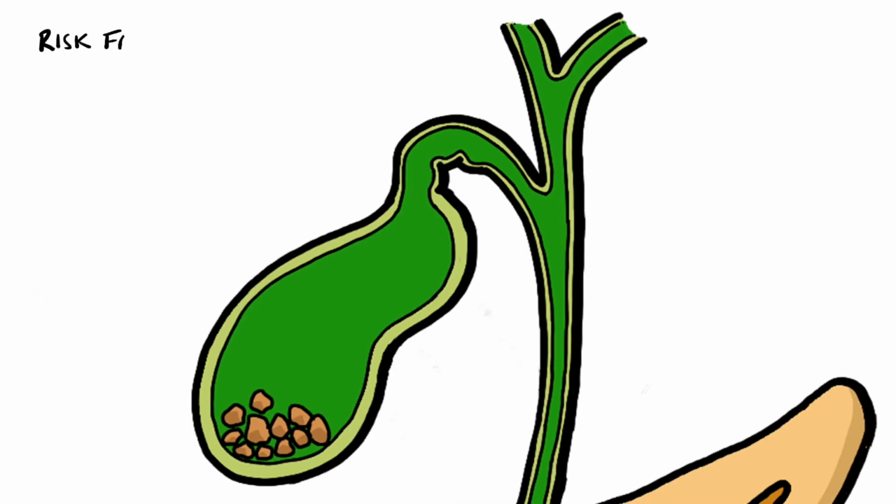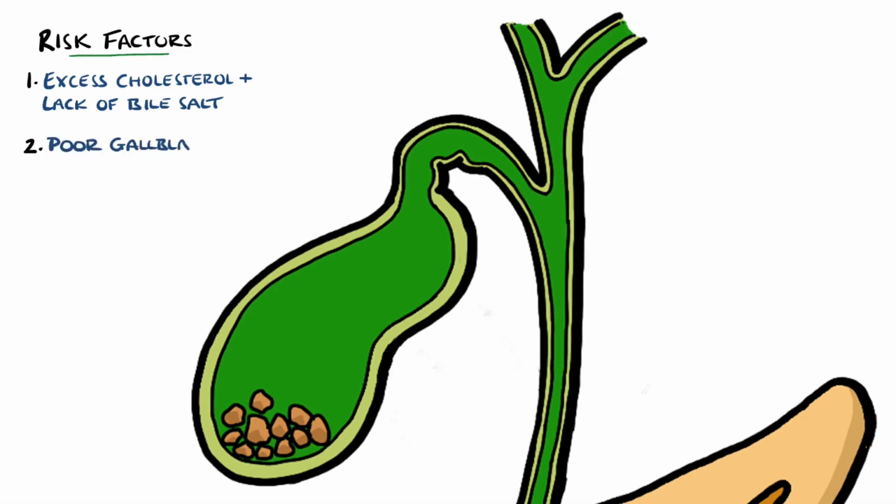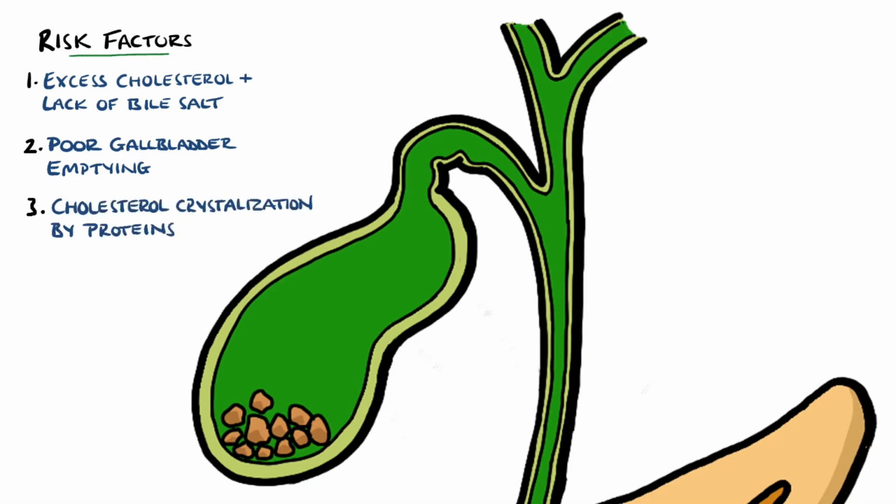The stones are formed due to multiple factors, and there is a mnemonic that I'll get to on how to remember them. First, however, the main three reasons for stone formation are an excess of cholesterol and a lack of bile salt, an incomplete or infrequent contraction and therefore emptying of the gallbladder, and the third is the presence of proteins in the liver and bile that play a role in cholesterol crystallization into gallstones.